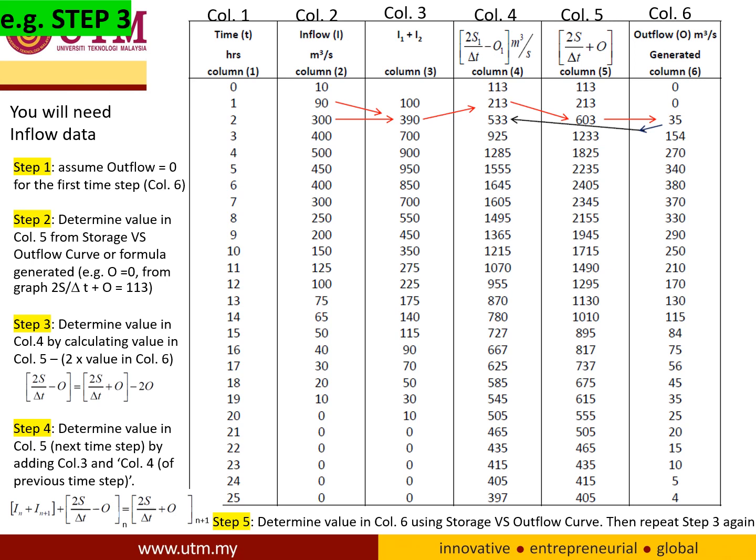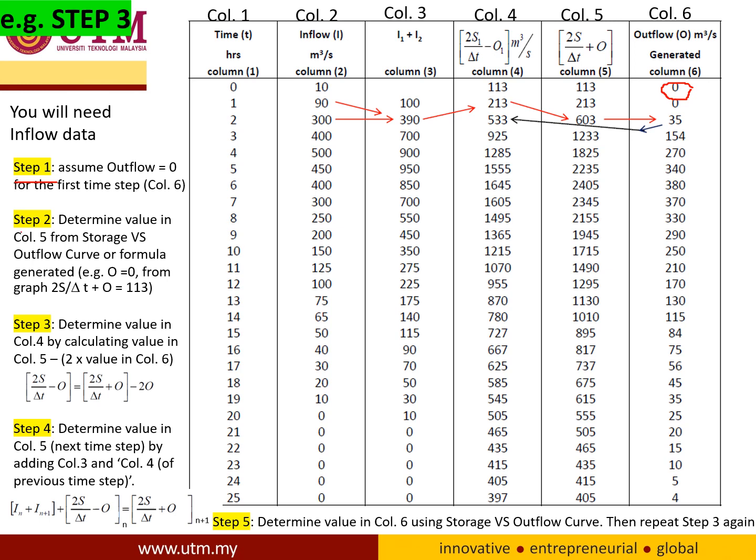Okay, so now we move on. Now we need to do the steps. Step 1: the first step is you assume the initial value of outflow, which is in column 6 here. You need to assume the first initial value as 0. So this is 0.